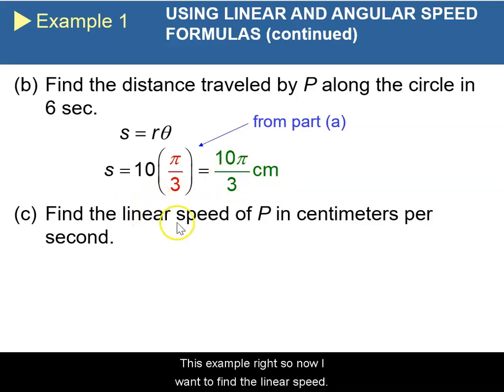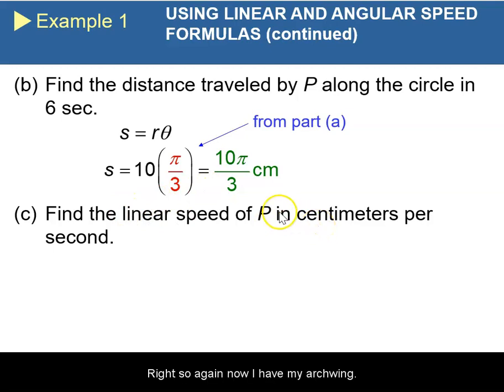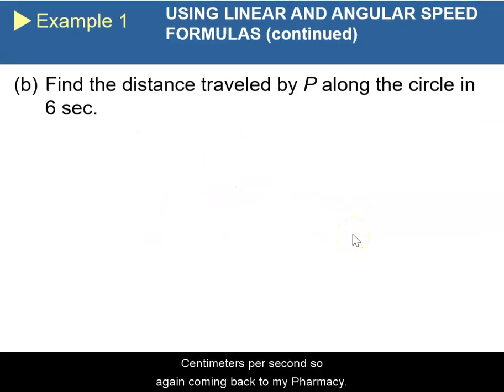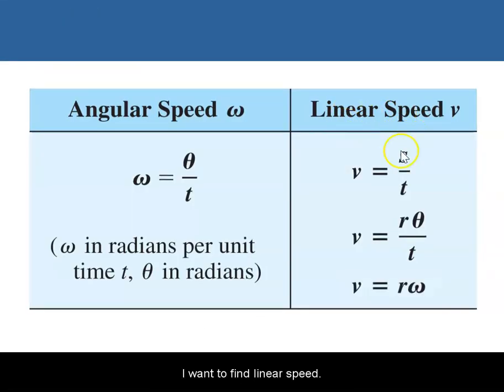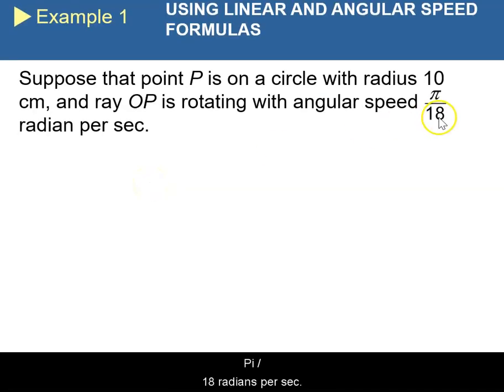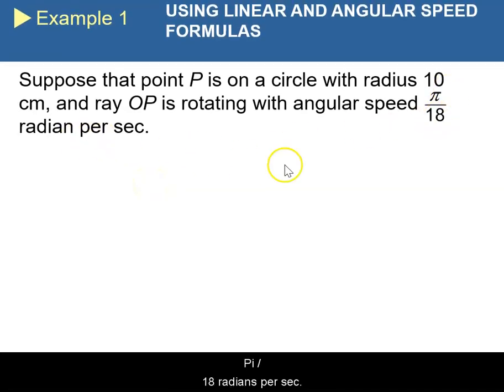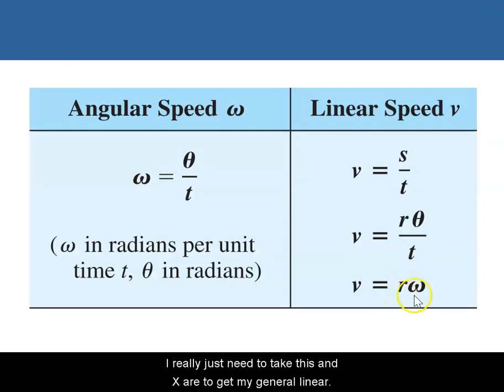So now I want to find the linear speed, right? Now I have my arc length, and I want to find that in centimeters per second. Coming back to my formulas here, I want to find linear speed. I know my omega for 6 seconds. Omega in this case is pi over 18 radians per second. So really I just need to take this and multiply it by r to get my general linear speed.